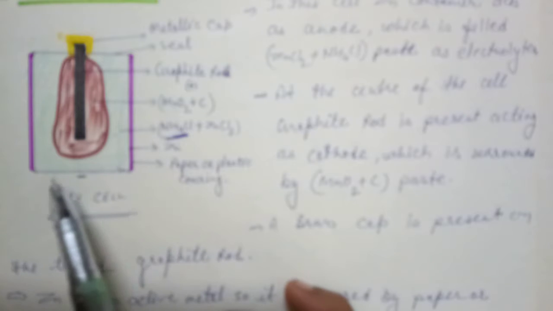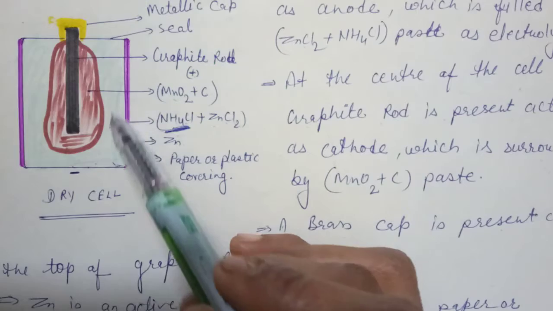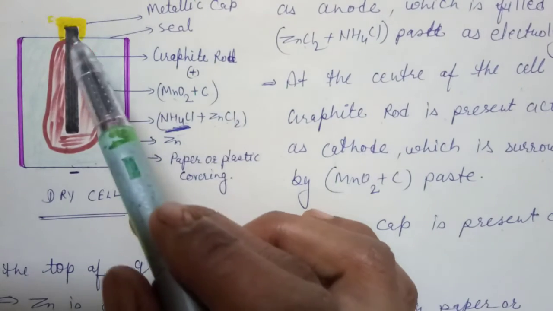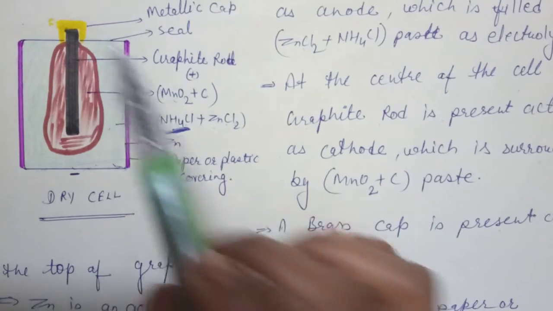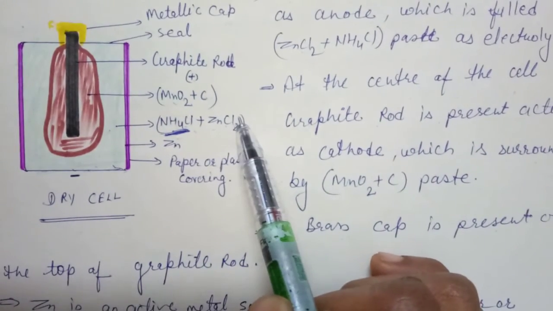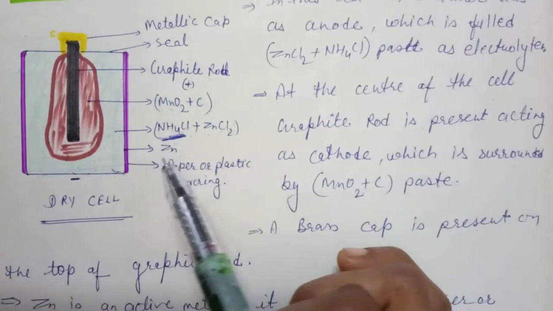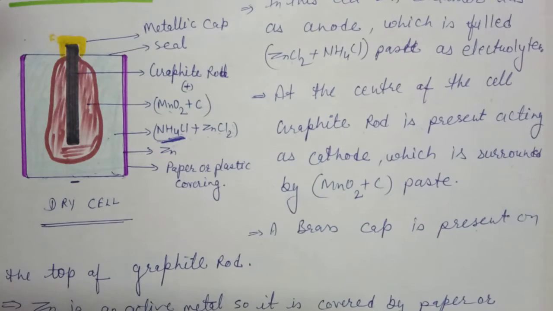One more time I am revising. This is the Zn container, zinc container acting as anode, and this is the graphite rod acting as cathode. The paste of MnO2 and C is surrounded over the graphite rod, and NH4Cl and ZnCl2 act as electrolyte. Okay, this is the structure of dry cell. These are the primary cells.